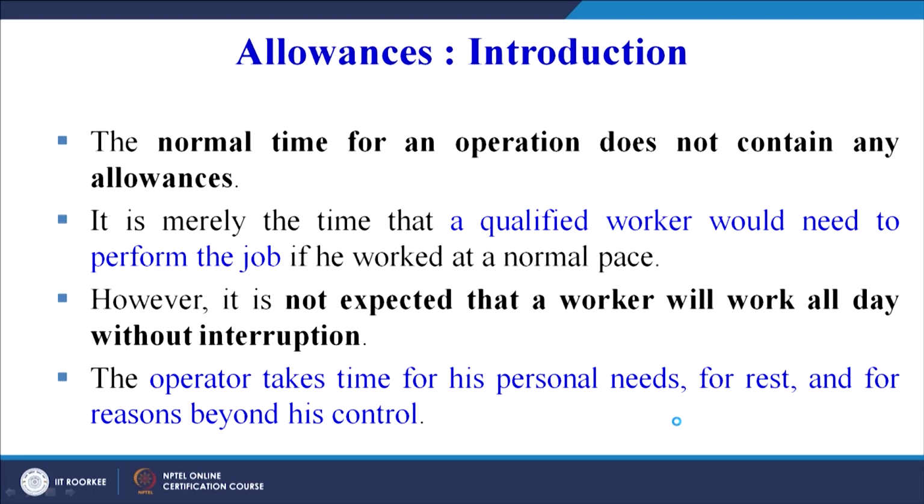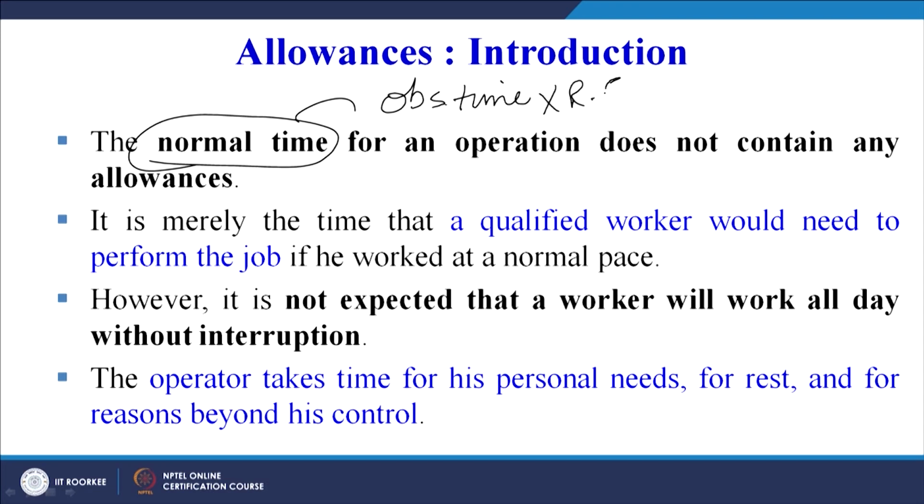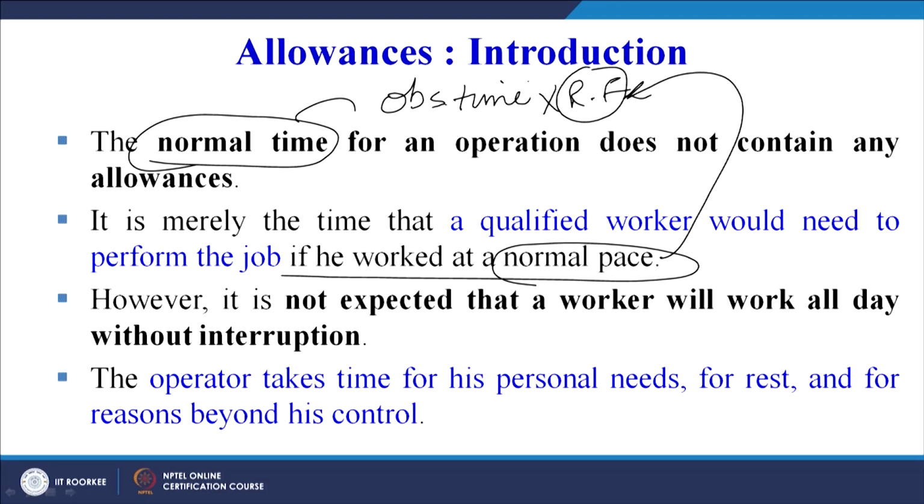Now, the normal time for an operation does not contain any allowances. So, we know that the normal time is usually calculated by multiplying the observed time with the rating factor. So, it does not contain the allowances. It is merely the time that a qualified worker would need to perform the job if he worked at the normal pace, and this normal pace is ensured with the rating factor.